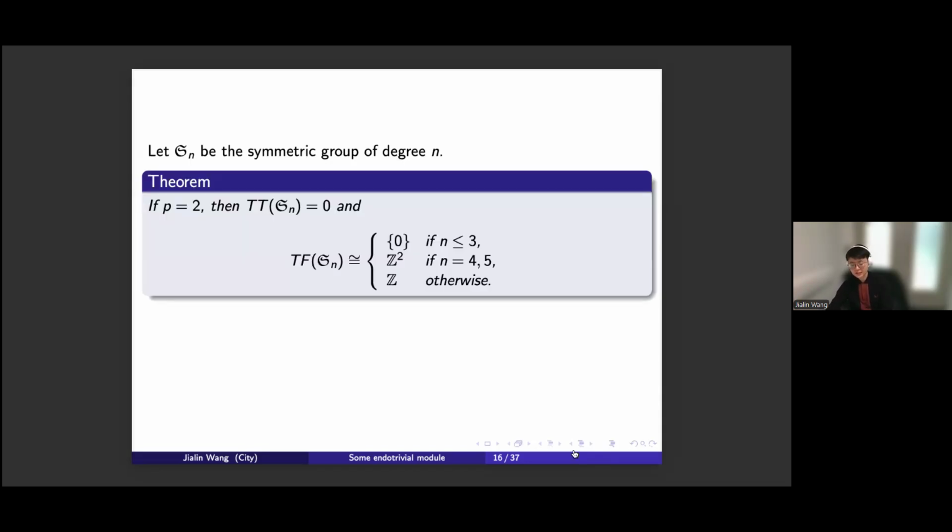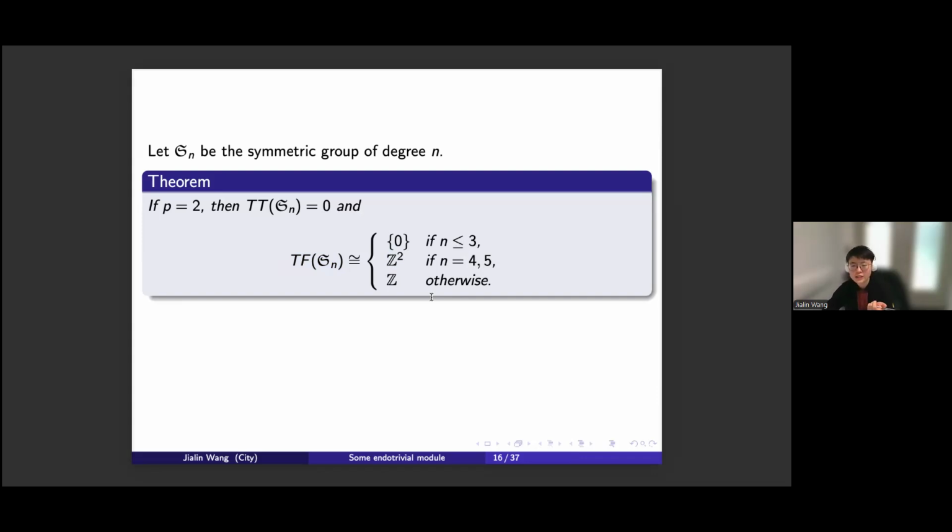Let Sn denote the symmetric group of degree n. Here is the classification given. When p is 2, you don't have the torsion part. And the torsion-free part will be 0 if n is no more than 3. It will be isomorphic to Z squared, so it has rank 2, when n is 4 or 5. And it will be Z otherwise.